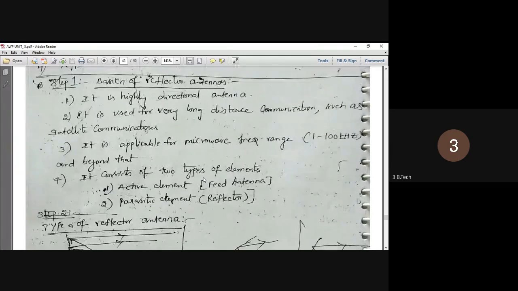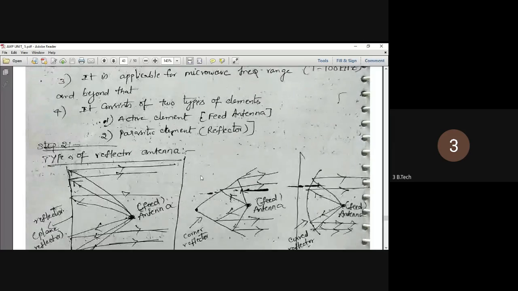So what are the basics of reflector antennas? It is a highly directional antenna with high gain and high directivity. It is used for very long distance communication, such as satellite communications. It is applicable for the microwave frequency range, 1 to 100 gigahertz and beyond. There are two elements here. First, the active element, that is the feed element. Second, the parasitic element, which depends upon the feed element, that is the reflector.